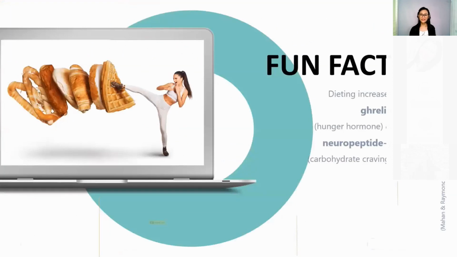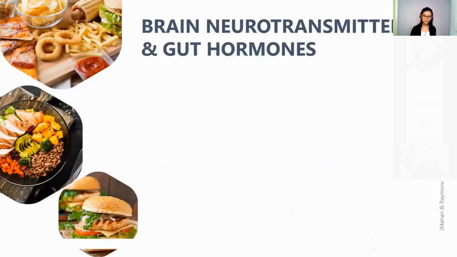Okay, so fun fact, dieting, this is based on research. Dieting increases ghrelin. So, ibig sabihin, mas nagta-diet ka, mas tumataas yung hunger pangs mo, yung gutom mo. And it increases yung carbohydrate craving dahil sa neuropeptide Y. So that is why, 'di ba, maraming napo-frustrate. Nagda-diet naman ako, pero ba't parang gutom na gutom ako, mas lalo akong kumakain, mas lalo akong tumataba. This is because of these hormones.